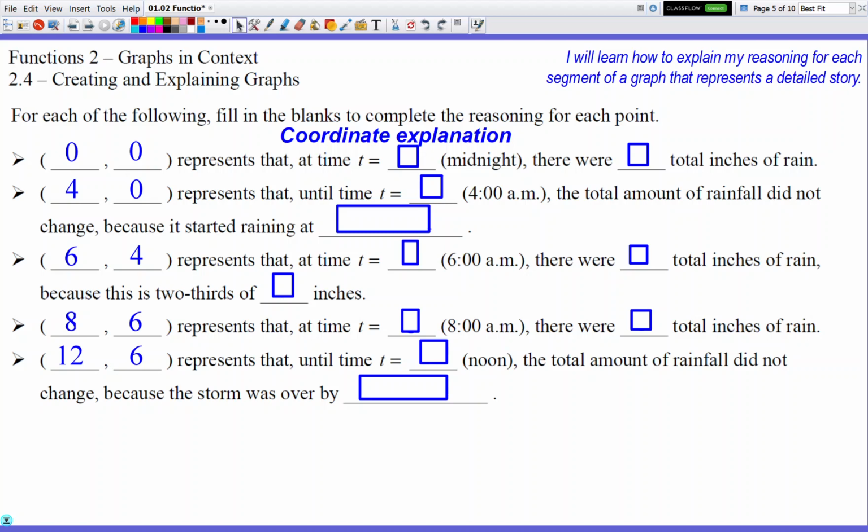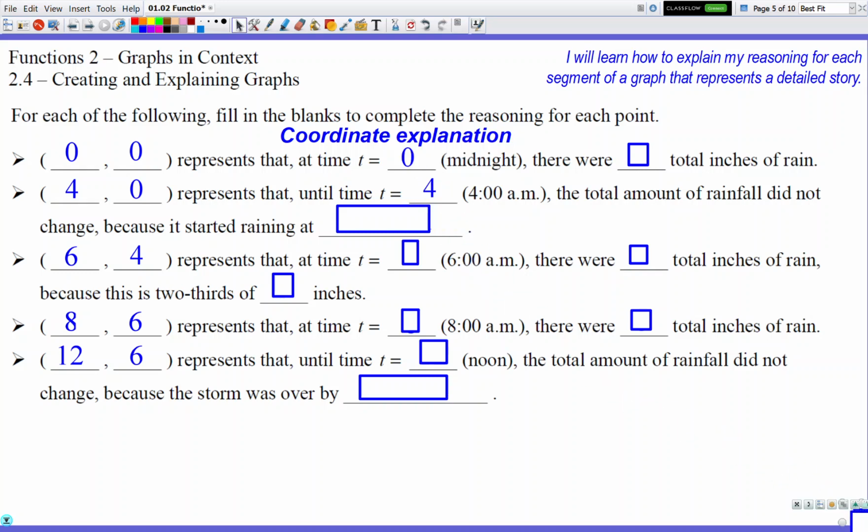So the x value in the first coordinate is 0. So what does 0 stand for? Well, 0 stands for midnight. So t equals 0, which in this case is my x is 0, stands for midnight. Okay, and then the next coordinate, the 4. Remember now I said whenever you write your coordinate explanation, you want to explain your x coordinate first. So what does the 4 mean? So t equals 4, which is like x equals 4.